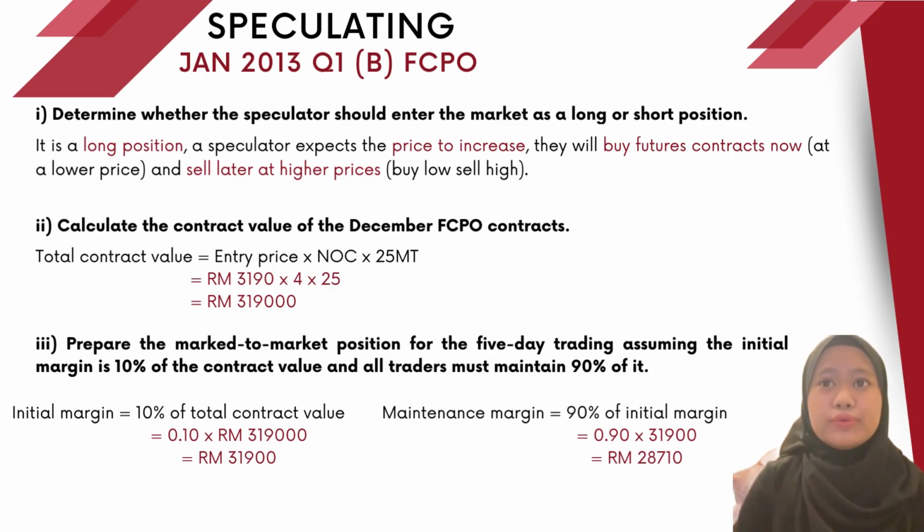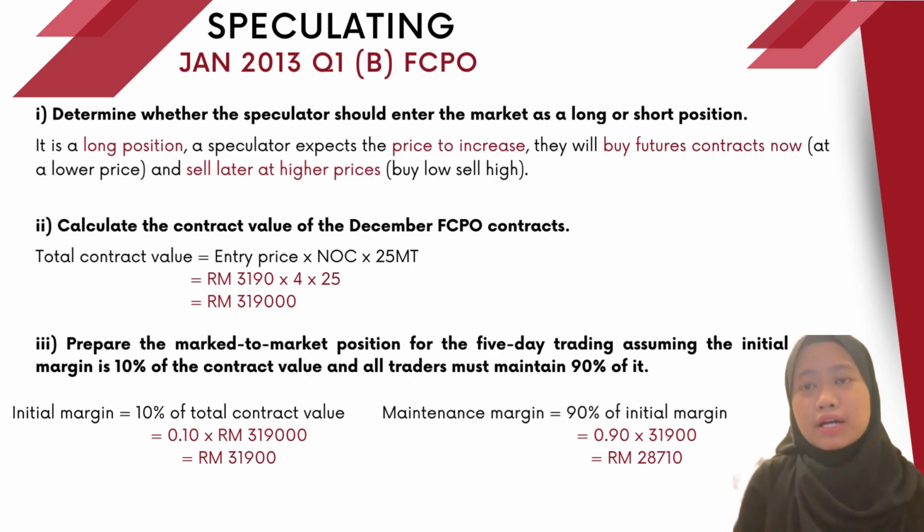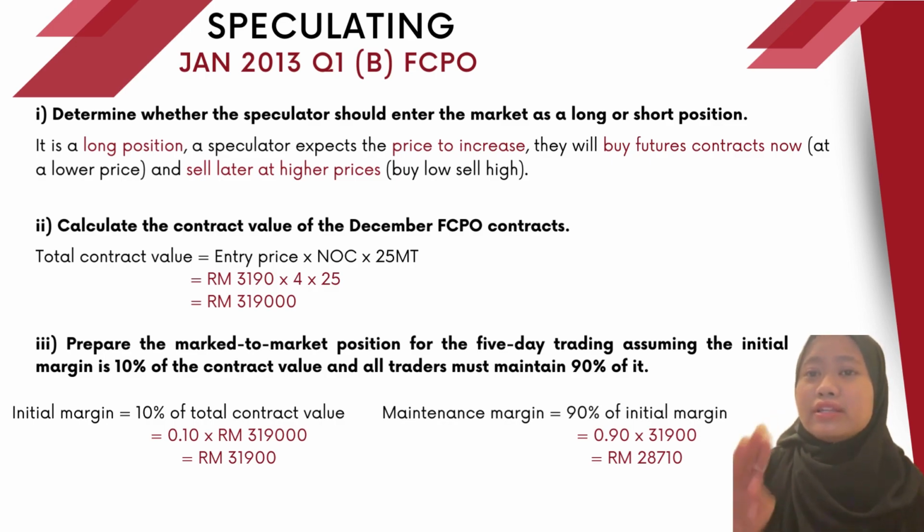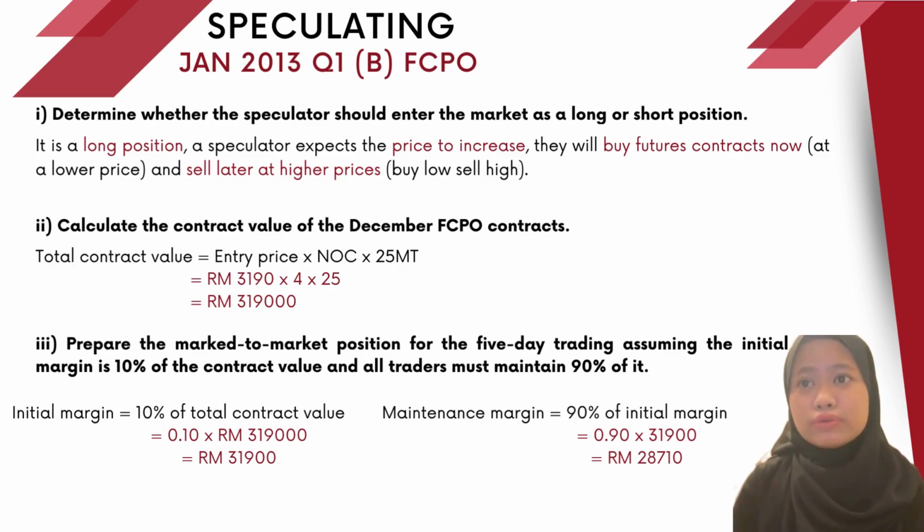For question 2, we need to determine the contract value. The formula is as follows: entry price, which is 3,190 ringgit, multiplied by the number of contracts, which is 4 in this case, multiplied by 25 tonnes, which equals 319,000 ringgit.